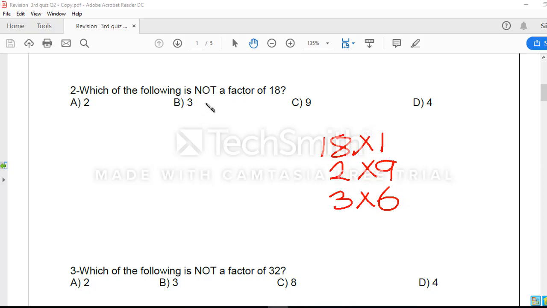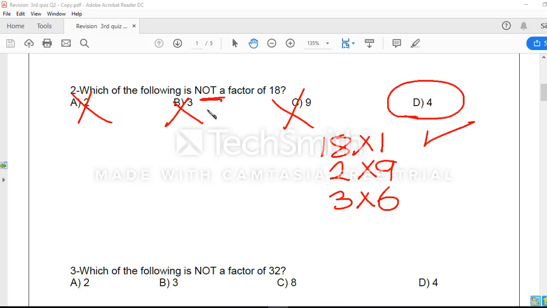He's asking here for not. Which one is not a factor of 18? So 2 can be a factor of 18, as you see, so I cannot choose it. 3 is a factor, so I cannot choose it because he wants the one which is not. 9 is a factor, so I cannot choose it. Now 4, is it a factor? No, because of this I'm going to choose it, because he wants the one which is not a factor.